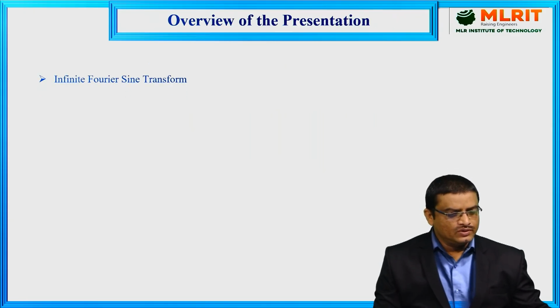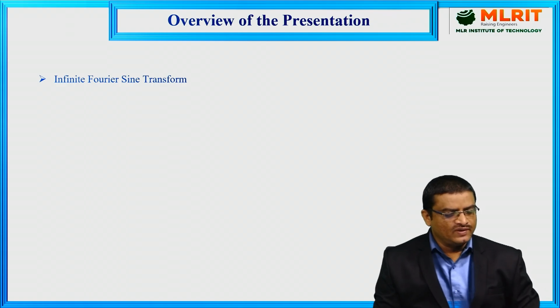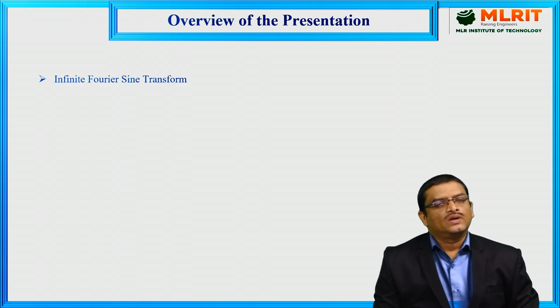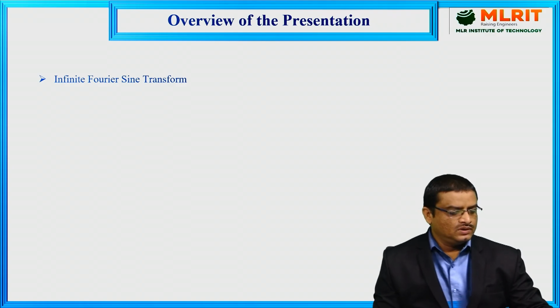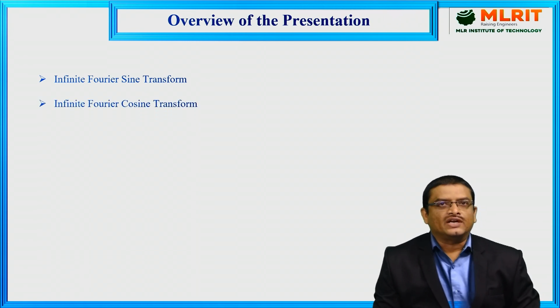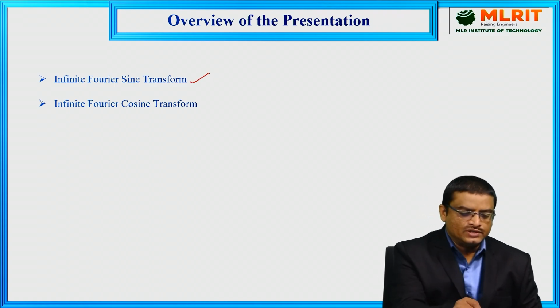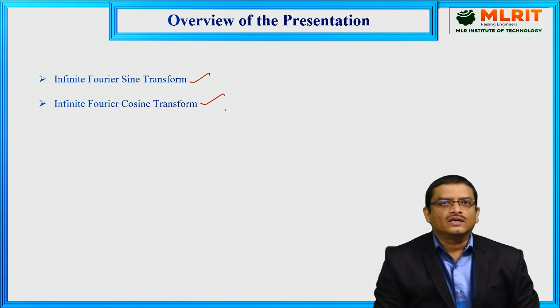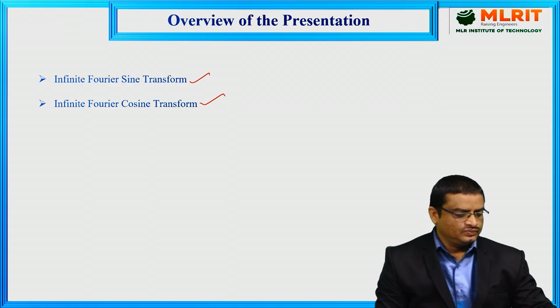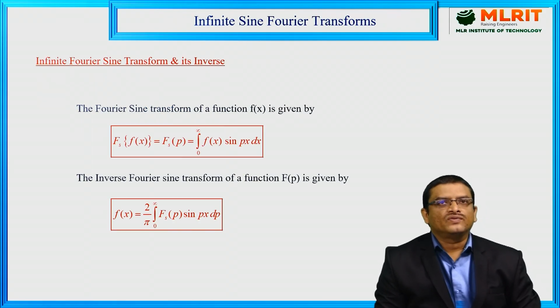So in this video, we are going to discuss the infinite Fourier sine transform, the standard formula for it, and how we can apply that formula to the problems, and the infinite Fourier cosine transform. So the standard formula to find the infinite Fourier cosine transform for the given function, and we will take some problems on this topic. So these are the two topics we are going to discuss: infinite Fourier sine and cosine transforms. So first we will take the infinite Fourier sine transform.